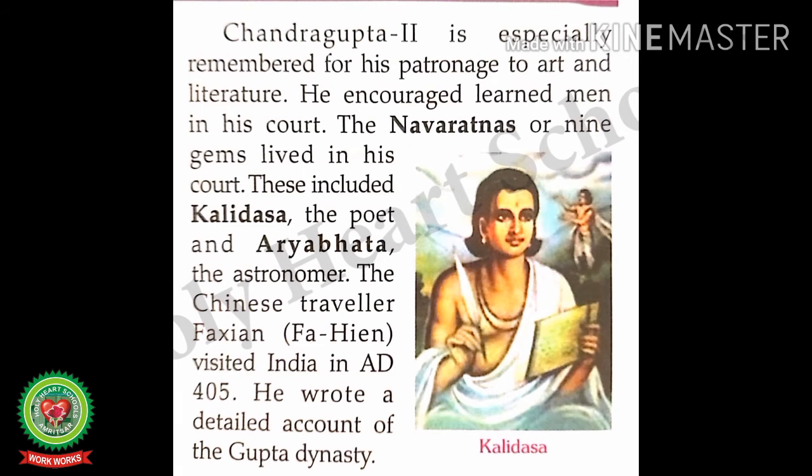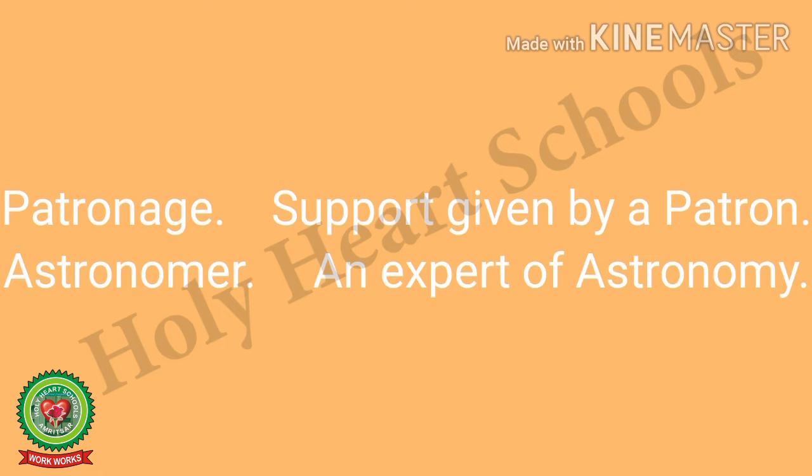Let's read further. Chandragupta II is especially remembered for his patronage to art and literature. He encouraged learned men in his court. The Navratnas or nine gems lived in his court. These included Kalidasa, the poet, and Aryabhata, the astronomer. The Chinese traveller Fa-Hien visited India in AD 405. He wrote a detailed account of the Gupta dynasty. Patronage means support given by a patron. Astronomer means an expert of astronomy.